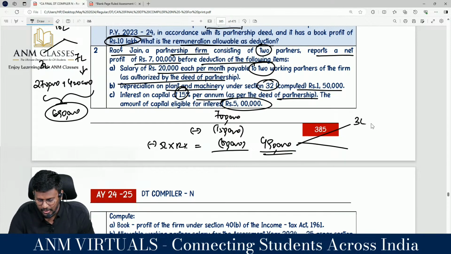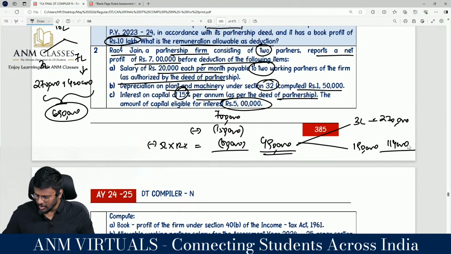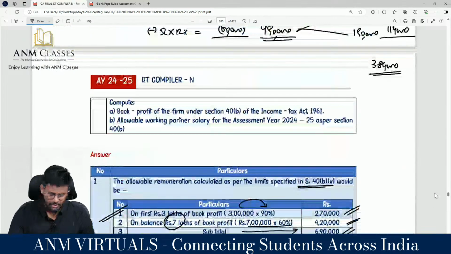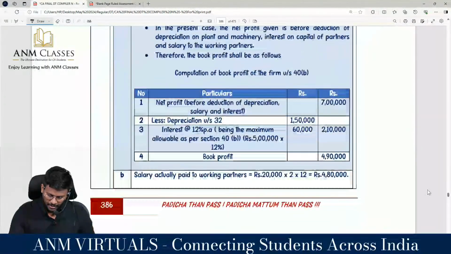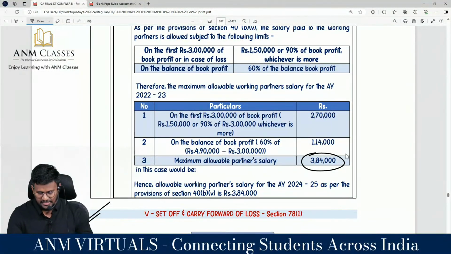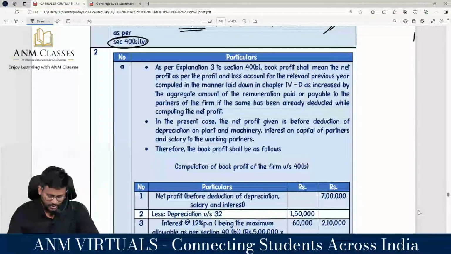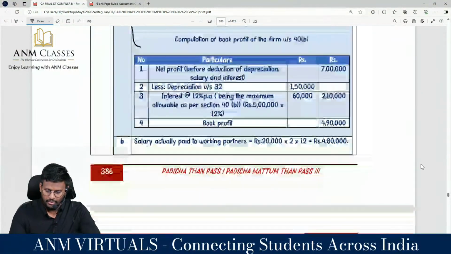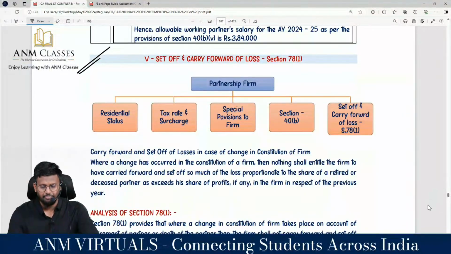On this 4,90,000 we have 3 lakh and 1,90,000. 3 lakh at 90% comes to 2,70,000. 1,90,000 at 60% comes to 1,14,000. So 2,70,000 plus 1,14,000 comes to 3,84,000, which is the remuneration. So 3,84,000 is the answer. That's it. They have given the calculation in detail. You can read this and you can find out very easily, my dear lovable students.